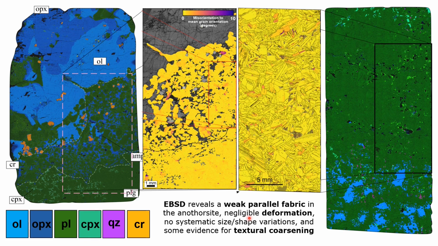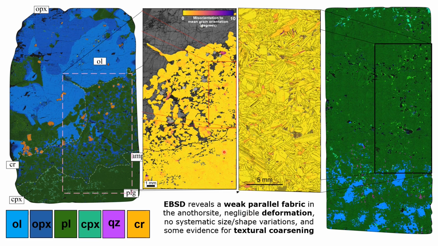In our EBSD maps, we saw evidence for a weak fabric in the anorthosites, where plagioclase was oriented parallel to the rock layering, yet there was no discernible fabric in the boulder margin, and there was also no systematic size or shape variation in the grains.